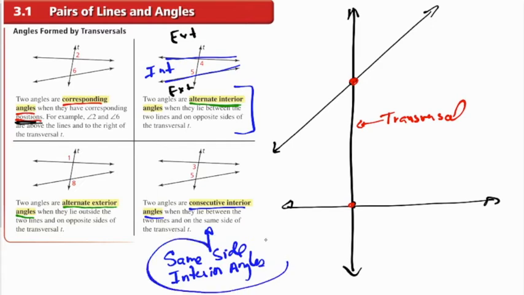I like this second one better. I think it makes it easier to identify it. We're going to stay on the same side of the transversal. So if I put an angle 1 here and an angle 2 here, they're on the same side of the transversal and they are both in the interior region.